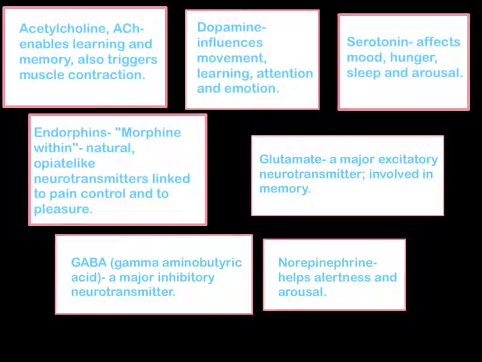Now on to some more lesser-known neurotransmitters. We have glutamate, and it is a major excitatory neurotransmitter involved in memory. Next we have GABA. Its full name is gamma-aminobutyric acid, and it is a major inhibitory neurotransmitter. And lastly, we have norepinephrine, and it helps with alertness and arousal. Now moving on to what can happen when you have too little or too much of the different neurotransmitters.